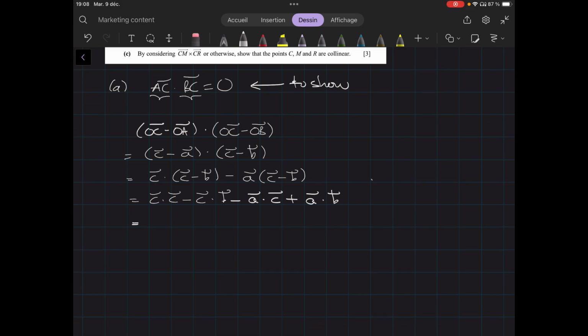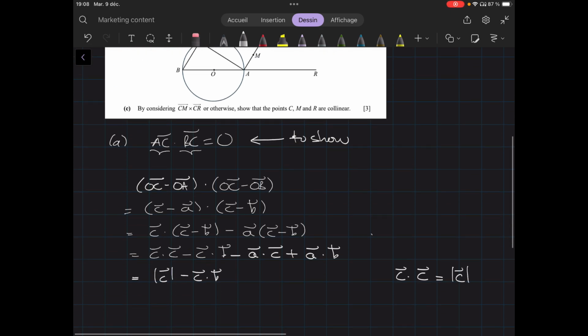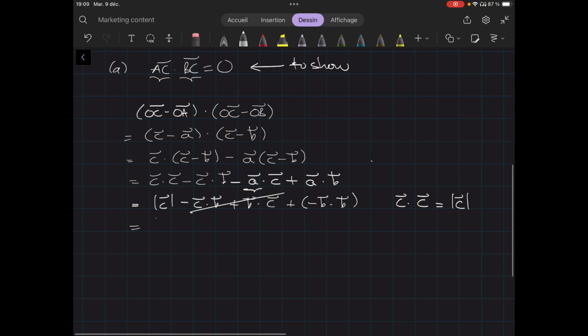Vector C times itself, that would be equal to the magnitude of vector C squared. Recall that vector B is equal to minus vector A. So vector A is equal to minus vector B. These two cancel out. And you're down to the magnitude of C squared minus the magnitude of B squared.